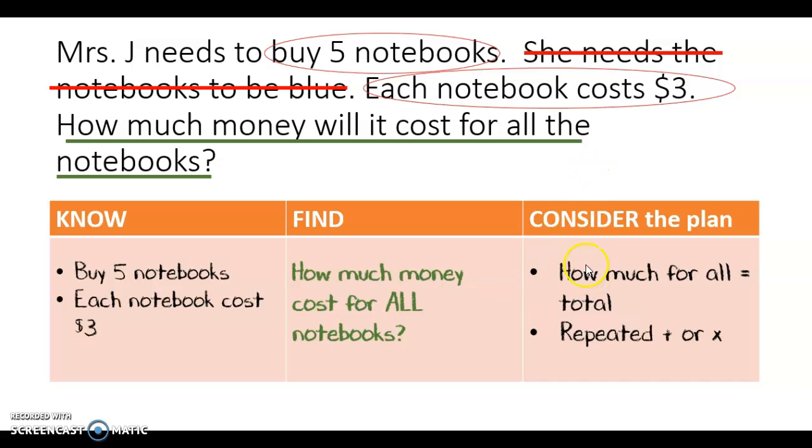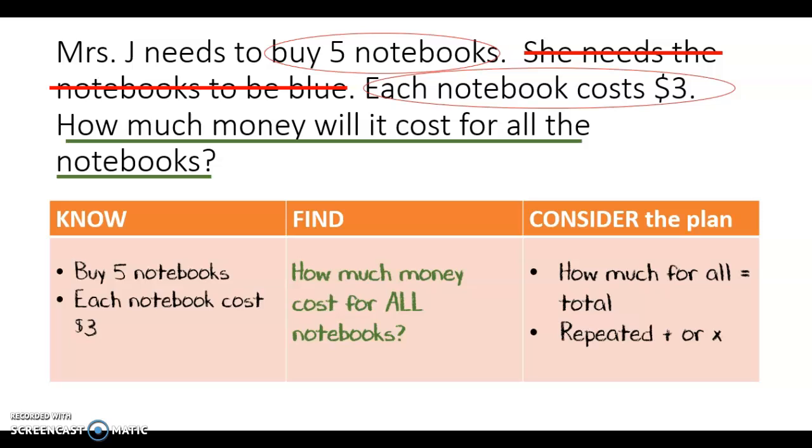How much money is something going to be for all of something means that I need to find a total. And I know that when I'm finding a total, I'm going to need to either use repeated addition or I could use multiplication. Since I'm a mathematician that's trying to work on being fast and efficient, I know that using multiplication is going to be quicker than using repeated addition.